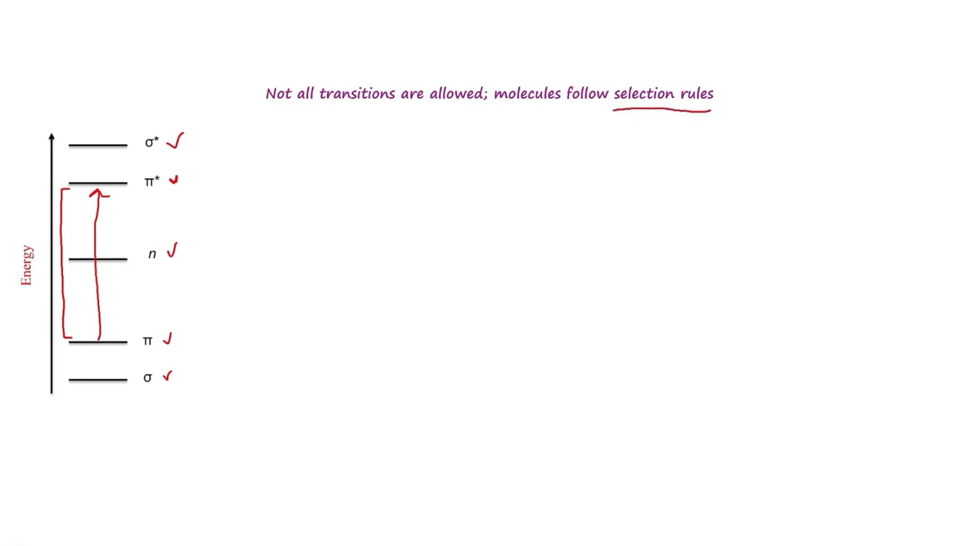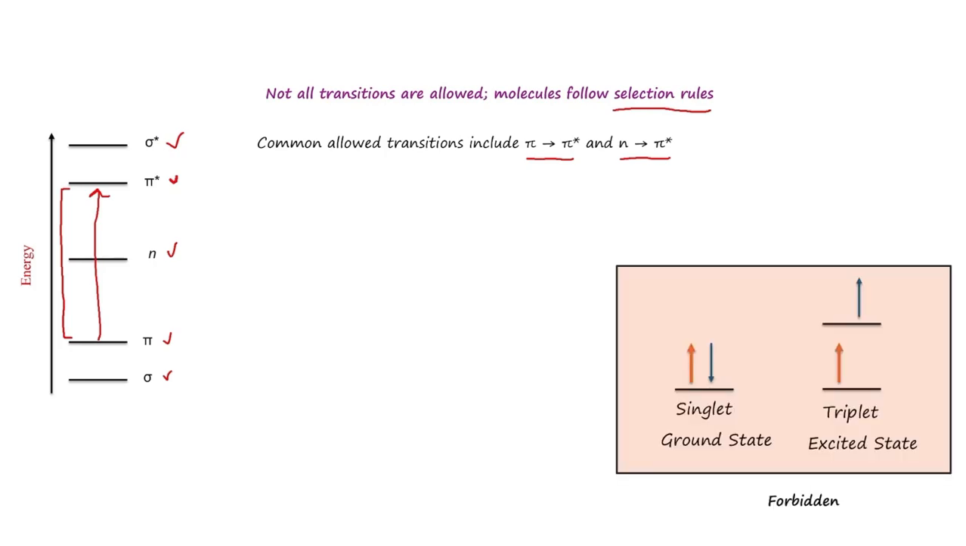Common allowed transitions include pi to pi star and n to pi star, which gives rise to the characteristic peaks in UV spectra. Some transitions, especially those involving changes in electron spin, like going from a singlet ground state to a triplet excited state, are forbidden or occur only with very low intensity.